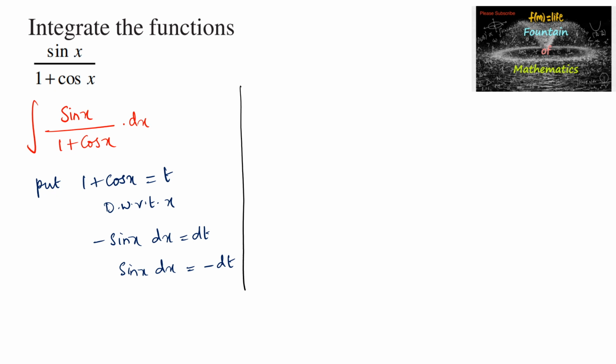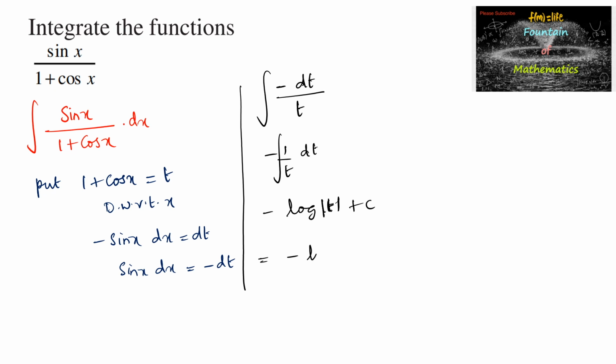So the integral, we can write, sin x dx is minus dt upon 1 plus cos x is t. So minus 1 by t integral dt, that is minus log mod t plus c, or we can write minus log mod of 1 plus cos x plus c. This is the answer.